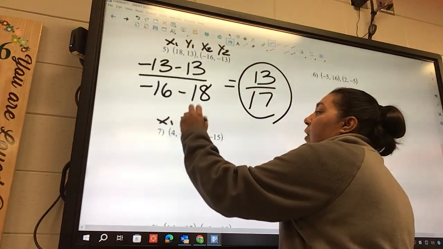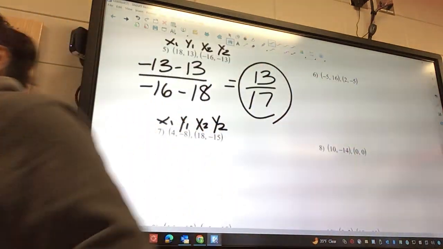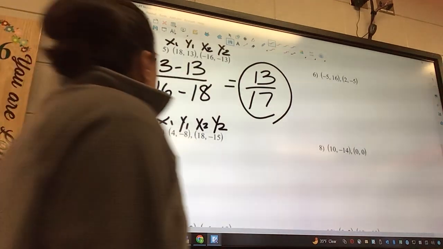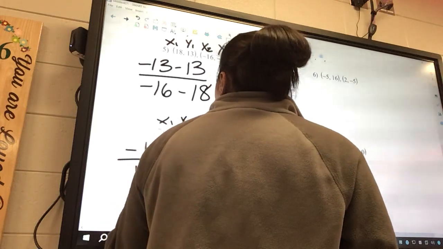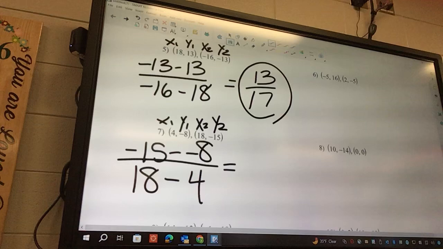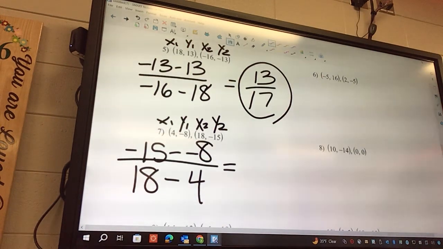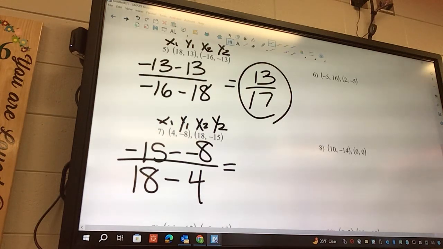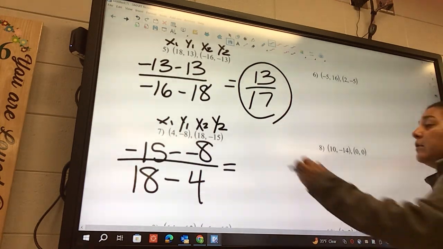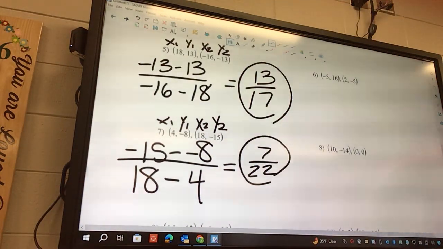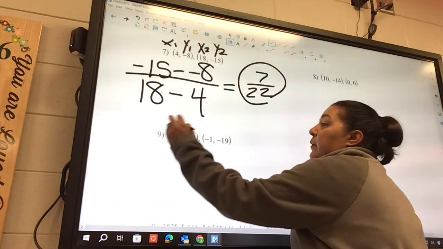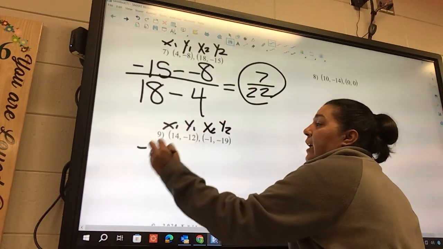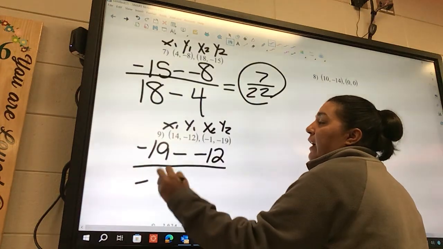Okay, 7 is going to be x1, y1, x2, y2. So it's going to be negative 15 minus negative 8 over 18 minus 4. What do you get for that? 7 over 22. Somebody agree? Okay, and last one of these is gonna be x1, y1, x2, y2. So negative 19 minus negative 12 over negative 1 minus 14.